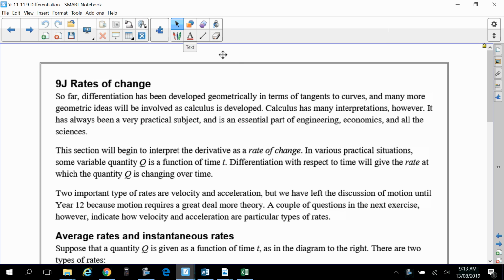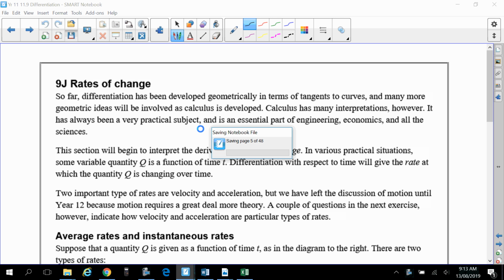In real life problems. So let's look at some of the introduction that I got from the textbook. So, rates of change. When we measure the gradient to a curve, we are measuring the rate of change. So let's see how we can do that. So far, differentiation has been developed geometrically in terms of tangents to curves, and many more geometric ideas will be involved as calculus is developed.